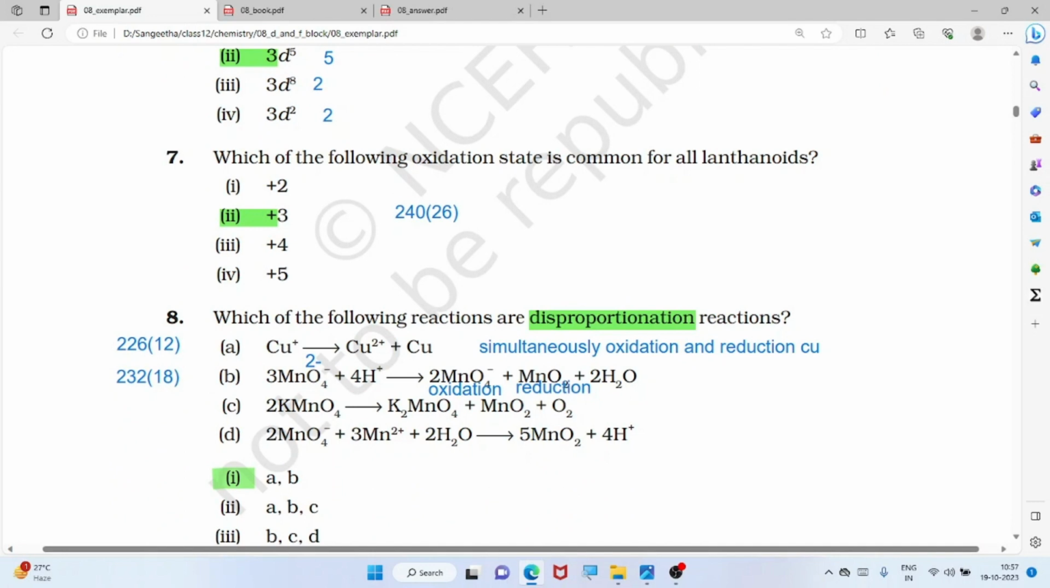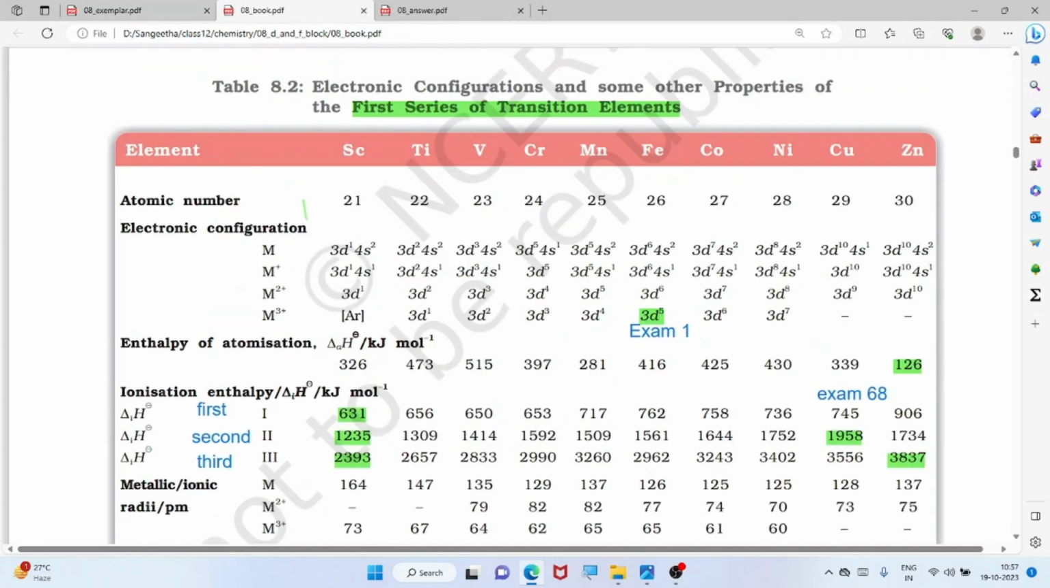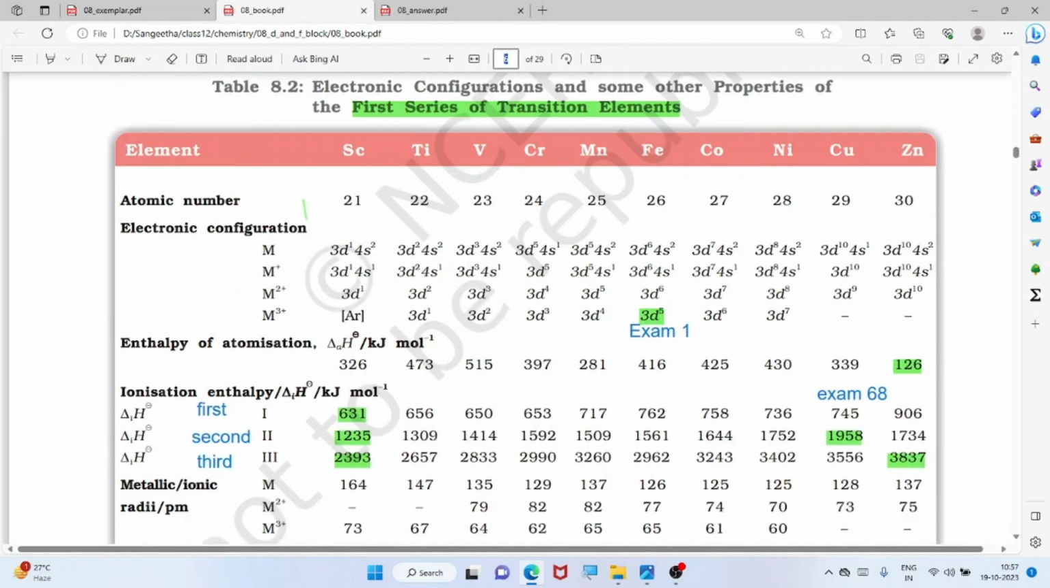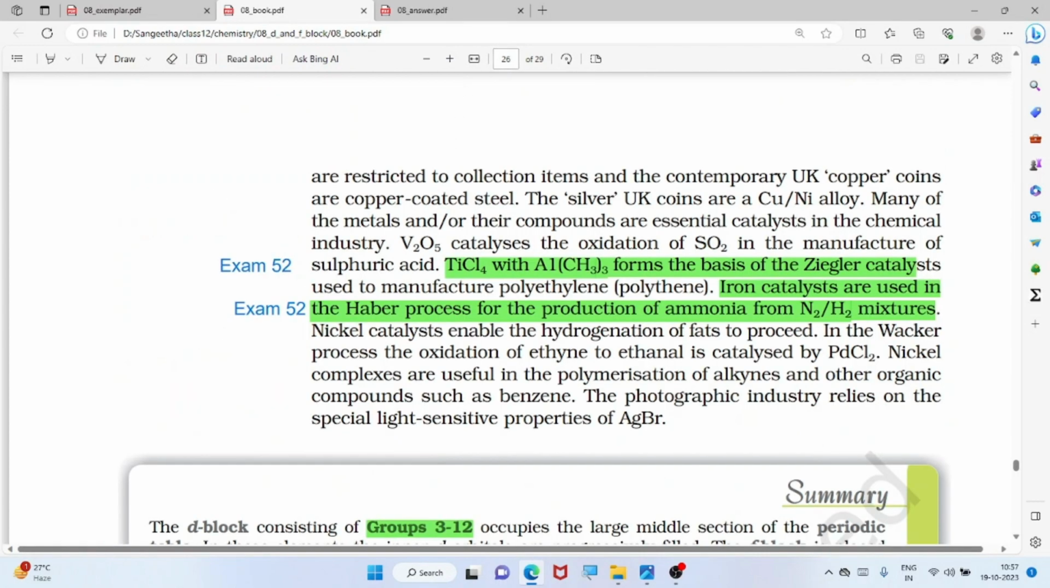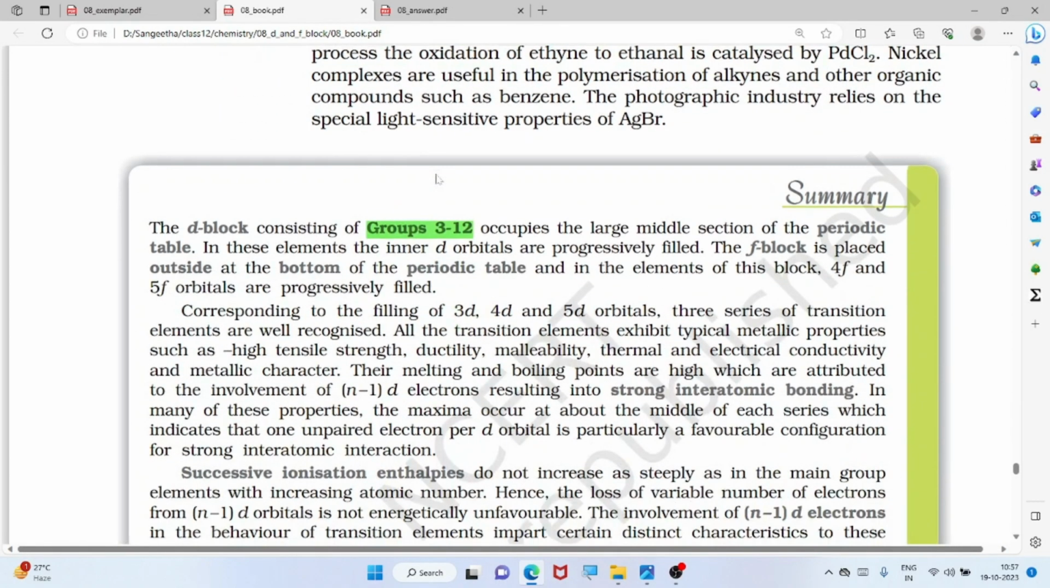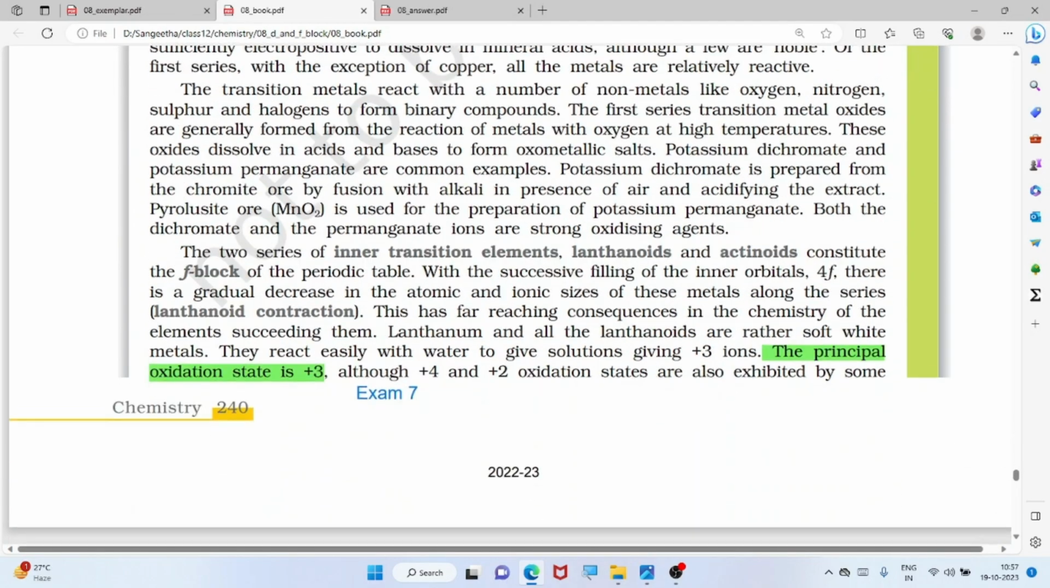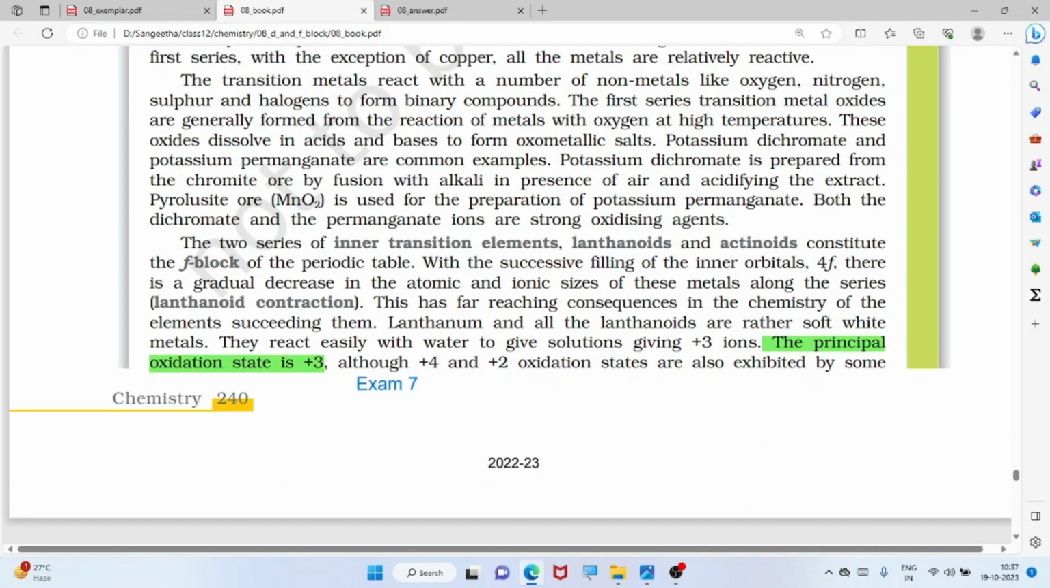Which of the following oxidation states is common for all lanthanides? This is +3. Here the common oxidation state of the lanthanides is +3.